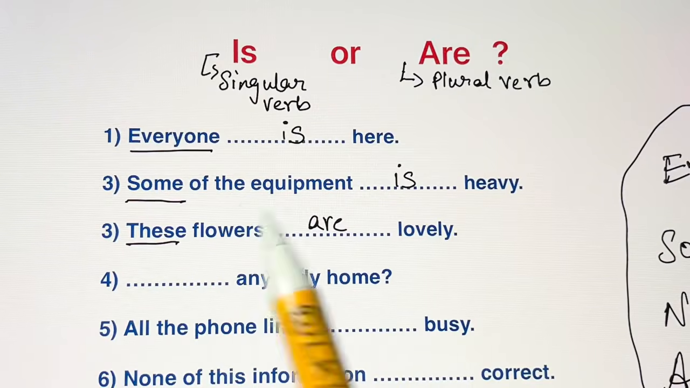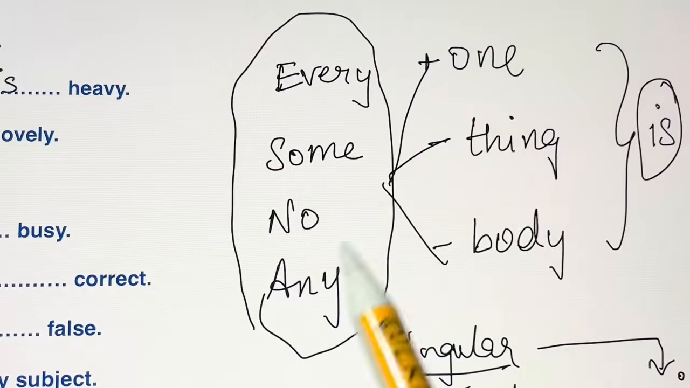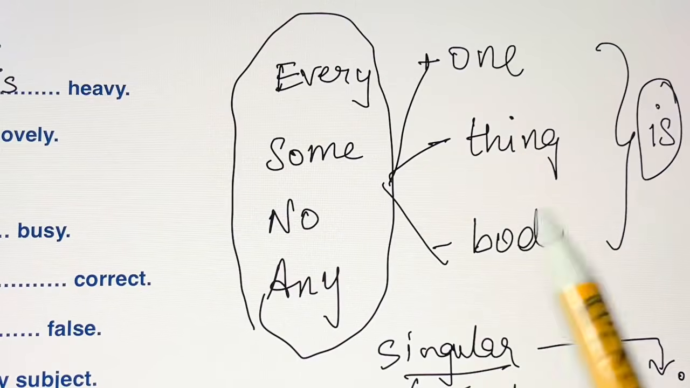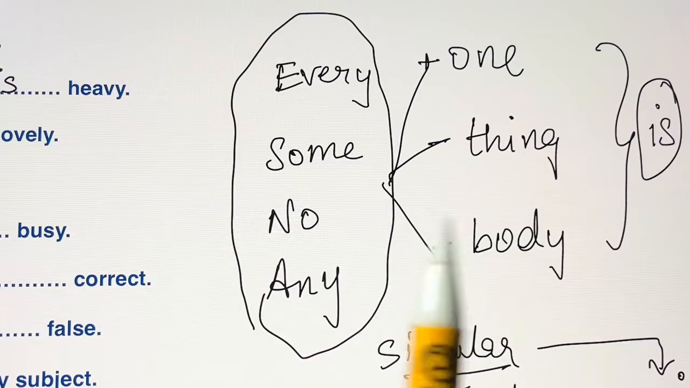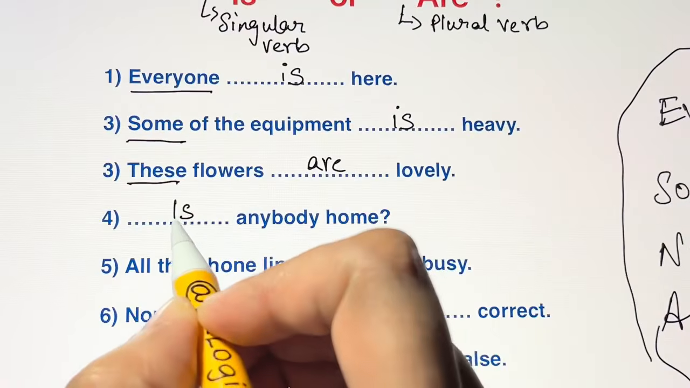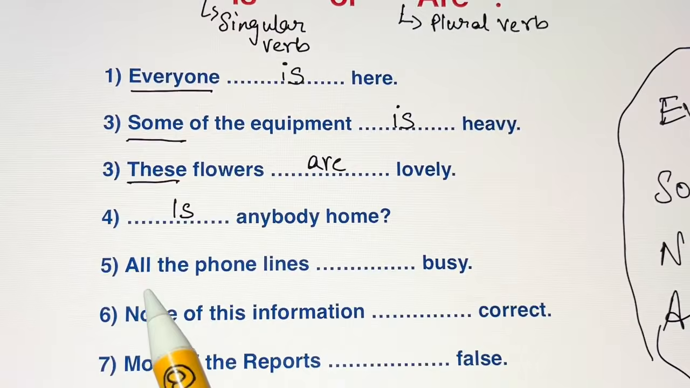Blank, anybody home? So as I told you, you have to remember this. Anyone, anything, anybody takes singular verb is because it is a singular subject. We use is. Is anybody home? All the phone lines blank busy.